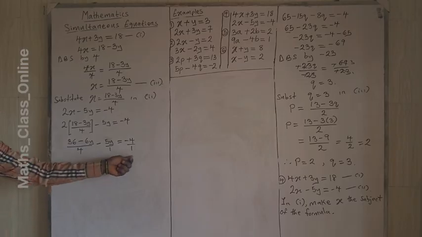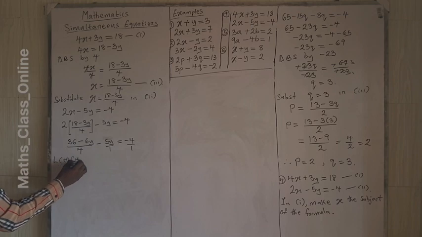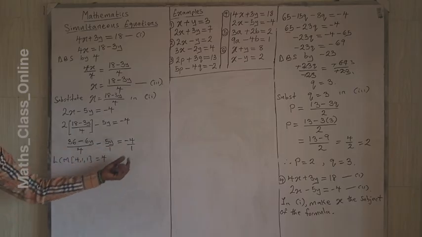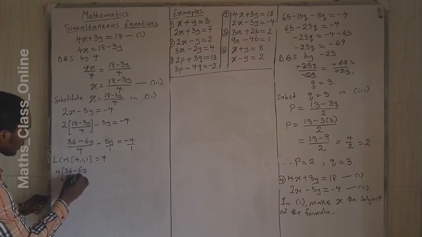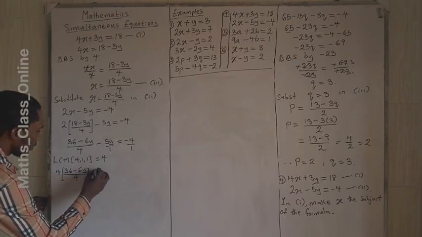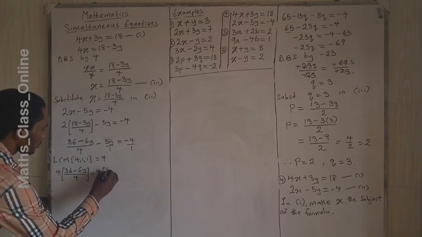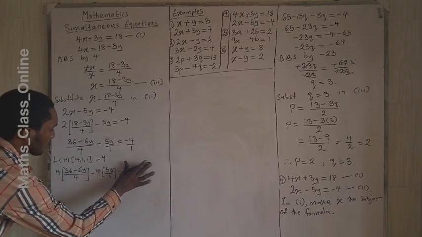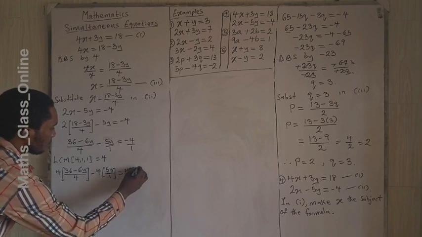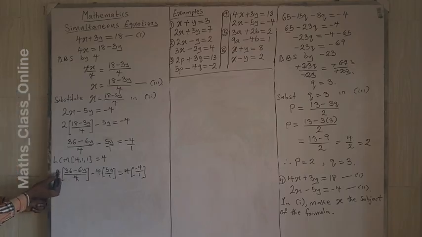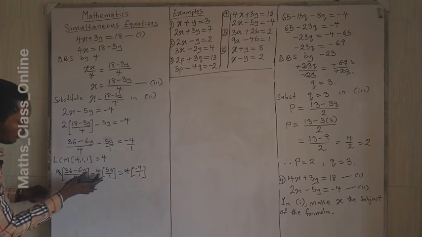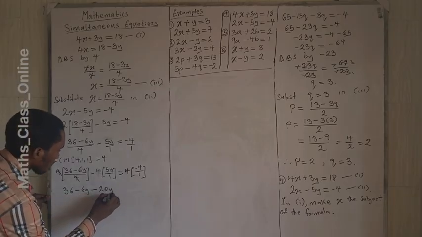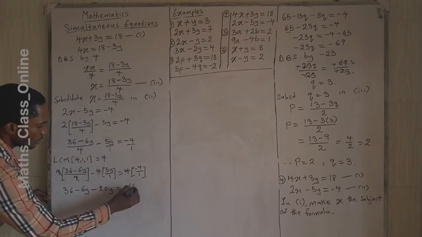What is the LCM of 4, 1, 1? The LCM of 4, 1, 1 is 4. Now, multiply each fraction by what? By the LCM. We have 4 times (36 minus 6y) over 4, minus 5y over 1, is equal to minus 4 over 1. We cancel 4 here. What we are going to have left here is 36 minus 6y minus 4 times 5, that is 20, is equal to 4 times minus 4, that is minus 16.